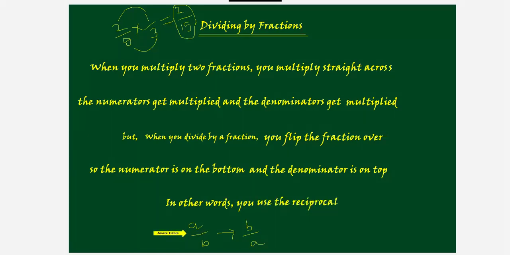I'll explain to you with some examples. This is called the keep, change and flip method. Let's look at this example. 3/4 divided by 2/7. What we have to do? First fraction, keep as the same. I am writing 3/4 as it is.